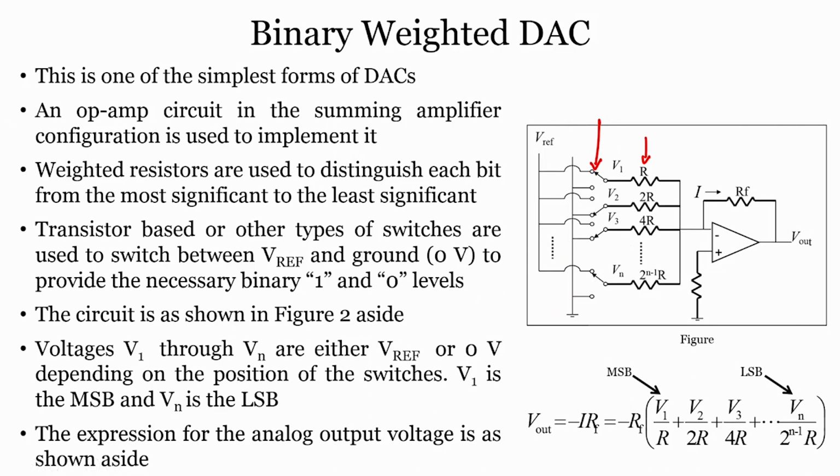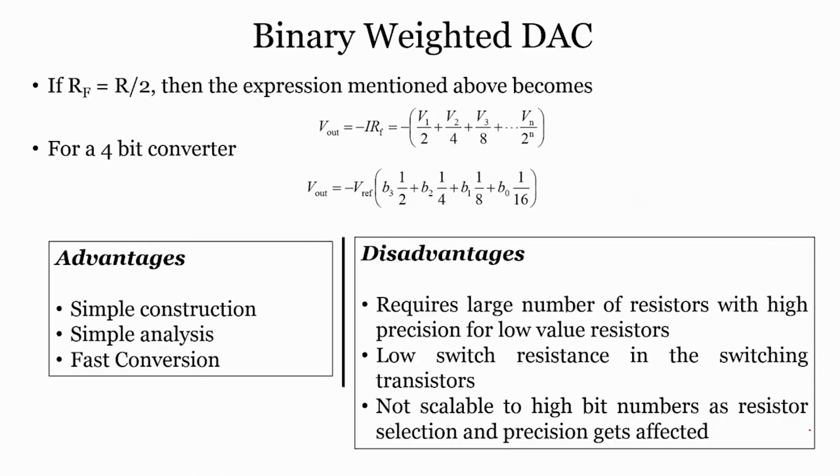The expression for the analog output voltage is as shown in the figure: V out equals minus I Rf. What is I? I is nothing but V1 by R plus V2 by 2R plus V3 by 4R until Vn by 2 raised to n minus 1 R. This is your output voltage. So, if Rf equals R by 2, then we can write V out equals minus I Rf equals minus V1 by 2 and so on.